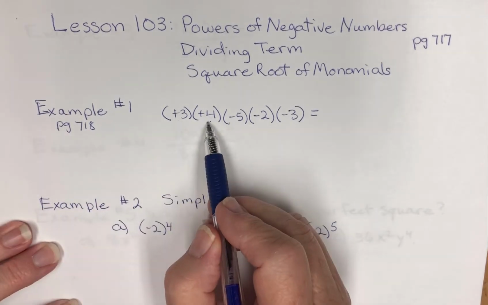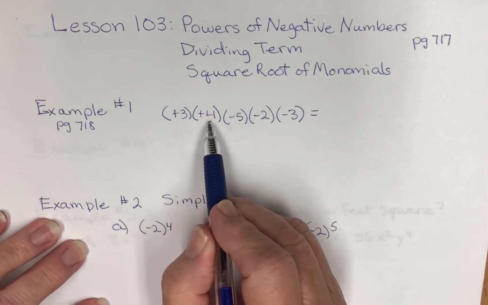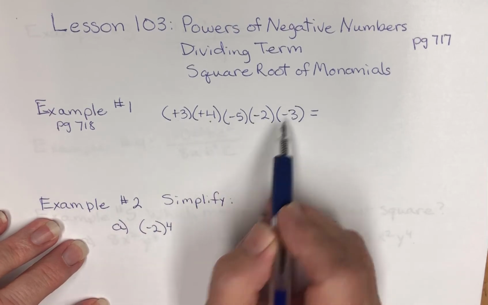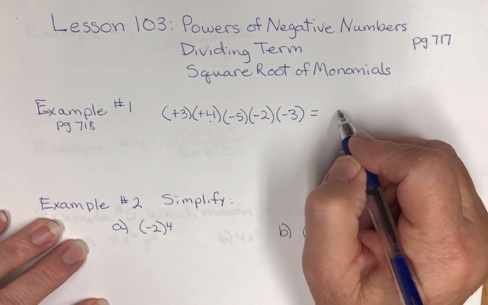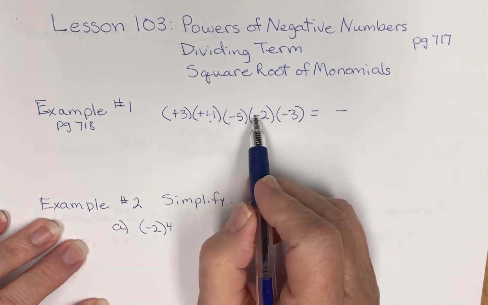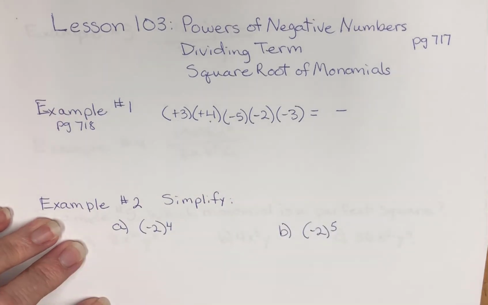Looking at this problem, we have 5 different terms. 2 of those are positive, and so that remains positive. 3 of those signs are negative. Since 3 is an odd number, I know that my final answer is going to be negative. Negative times negative is positive. Positive times negative is negative. So the rule is: even numbers of negative signs, the answer will be positive; odd numbers of negative signs, the answer will be negative.